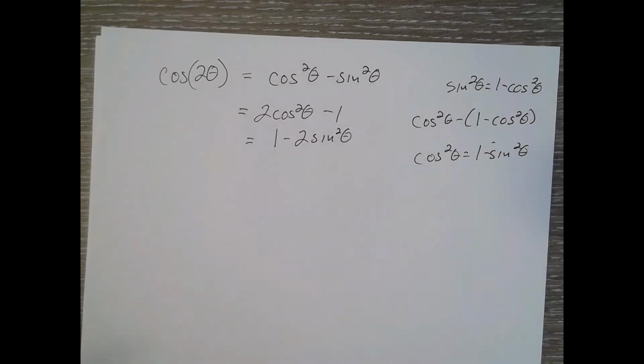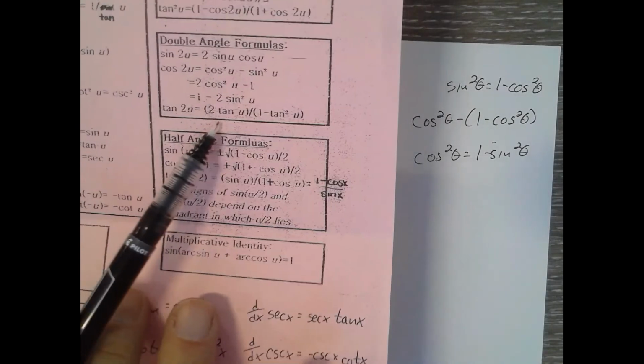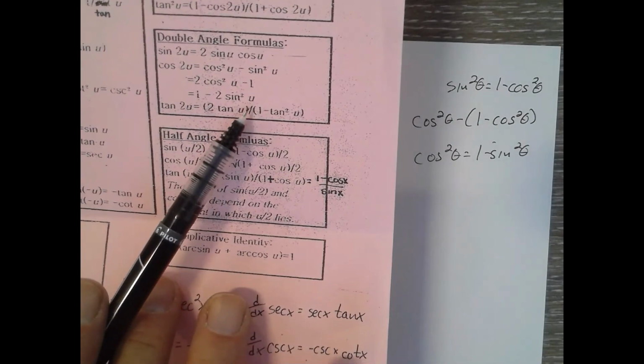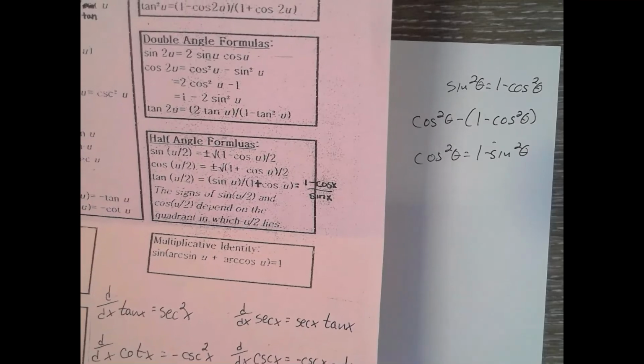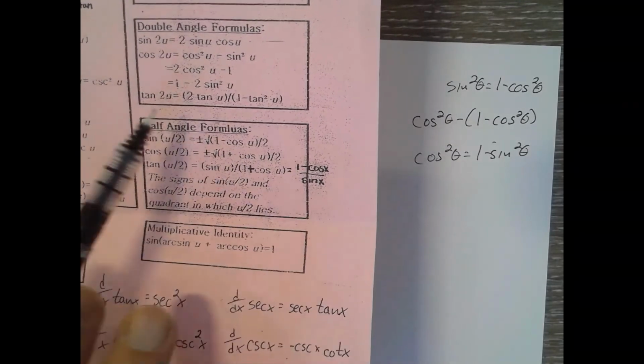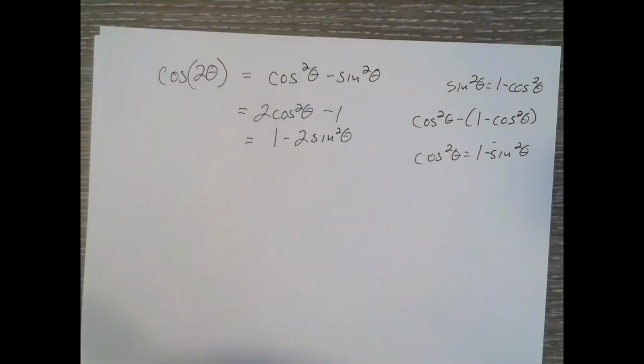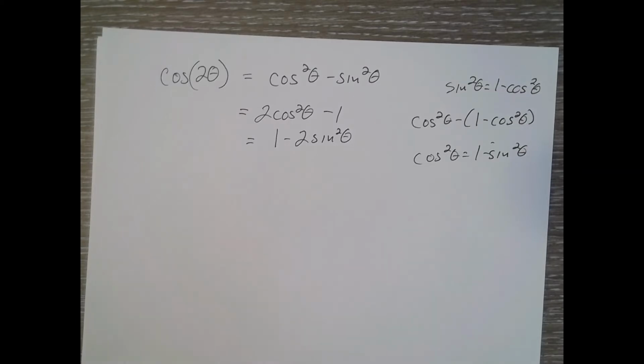So there's a double angle for tangent. Tangent double angle is 2 tangent theta over 1 minus tangent squared theta. Sometimes, well, just know that you can rewrite tangent right there. Sometimes you don't have to use that. I'll explain that with an example.